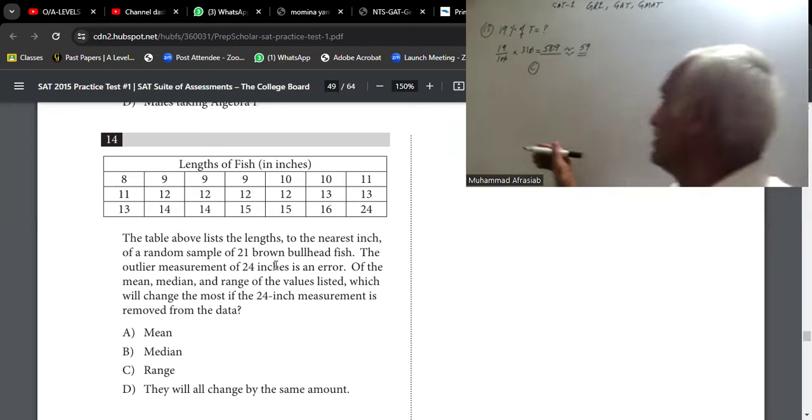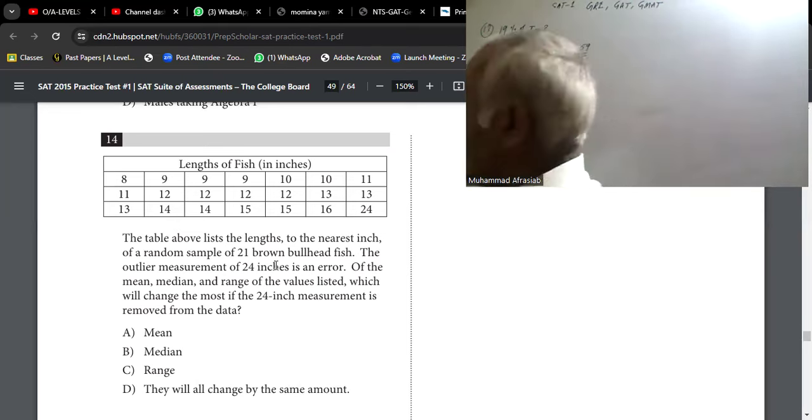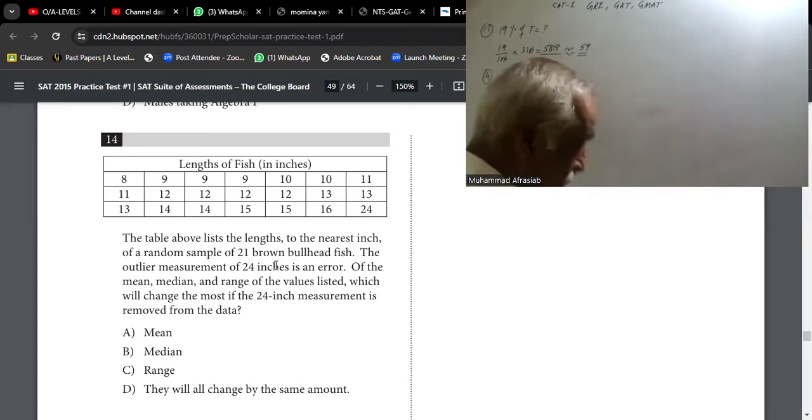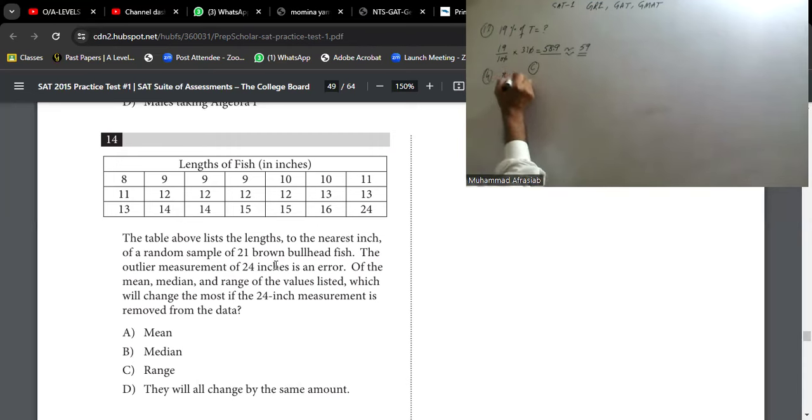So for this question number 14, the value 8 has frequency 1. For 8 values, it is 1 frequency there. For 9 values, there are 1, 2, 3. For the 10 value, there are 1, 2. For the 11 values, there are 1, 2.